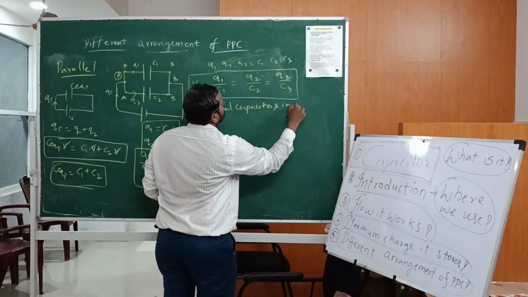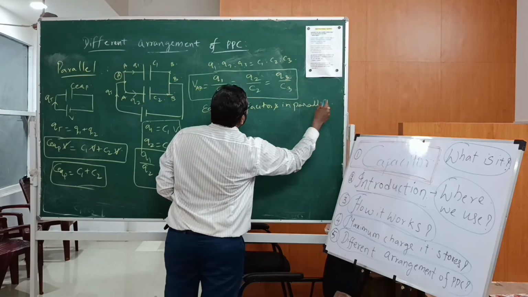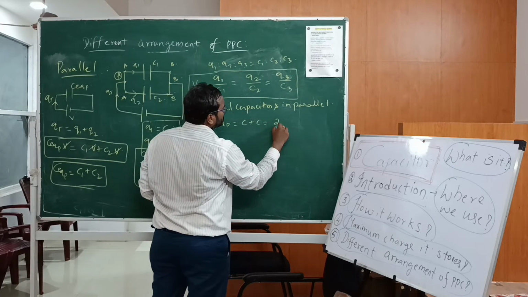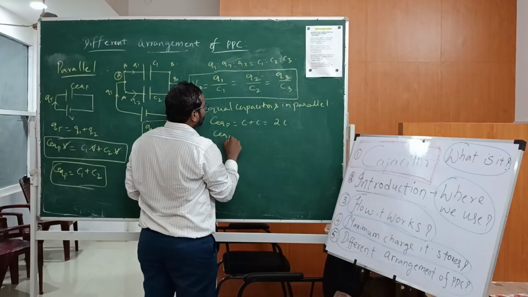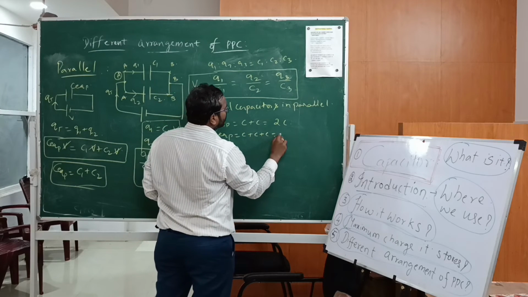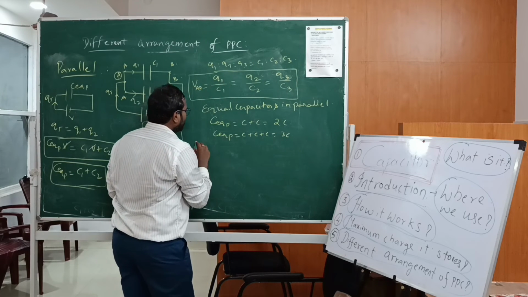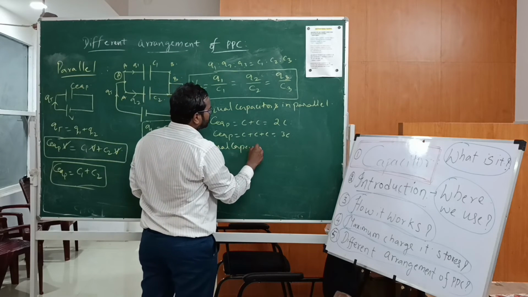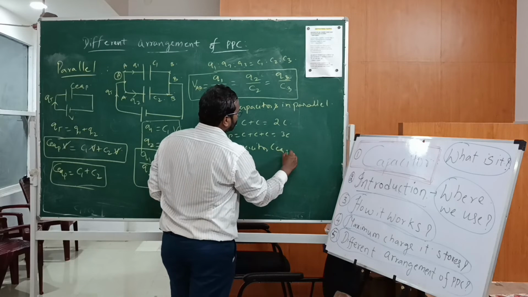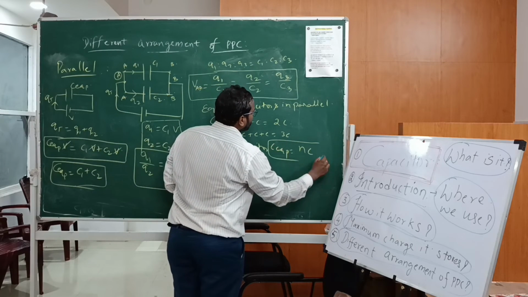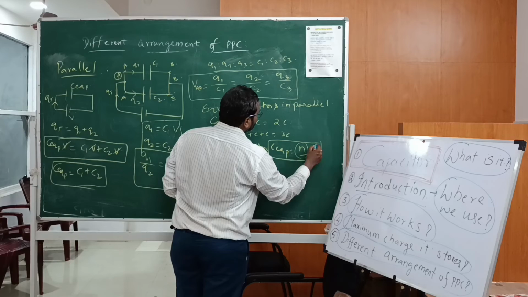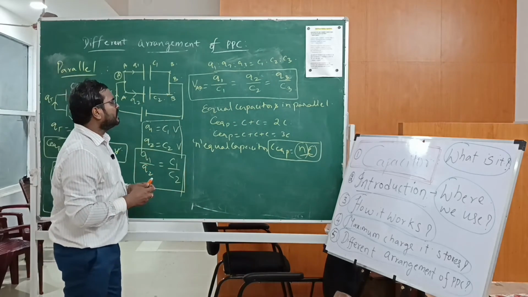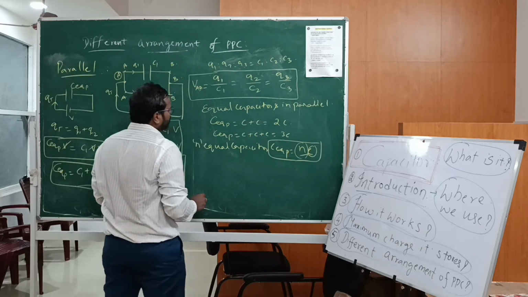And whenever there are equal capacitors in parallel connection, C equivalent parallel is going to be what? C plus C. If there are two capacitors, that will be 2C. If there are three capacitors, C plus C plus C, which is 3C. Remember, if n equal capacitors are there, then C equivalent parallel is n times C. N gives the number of capacitors and C gives the capacitance of each capacitor, which is equal. So that is how we get equal capacitors in parallel.